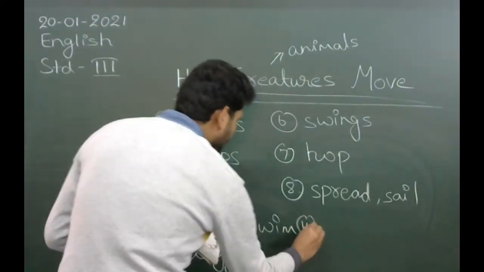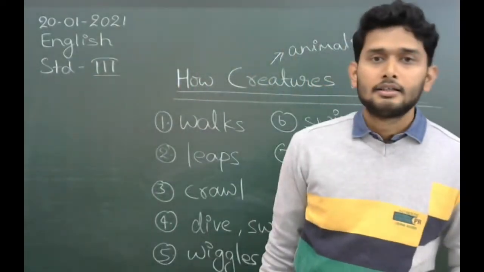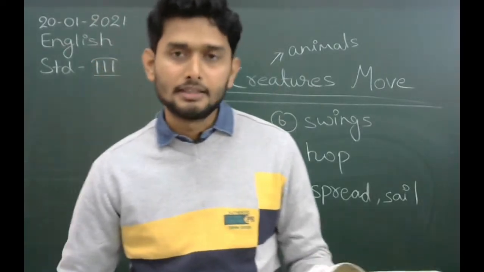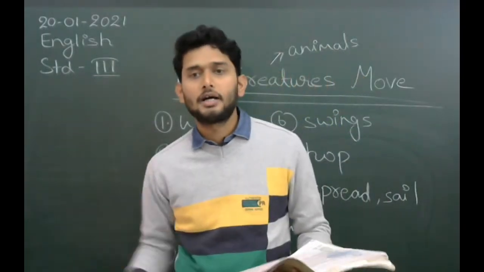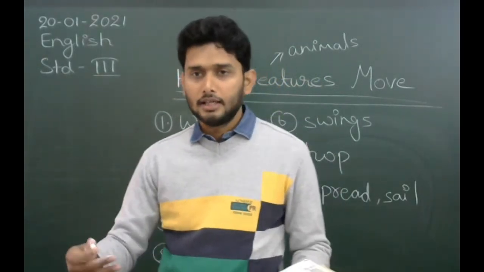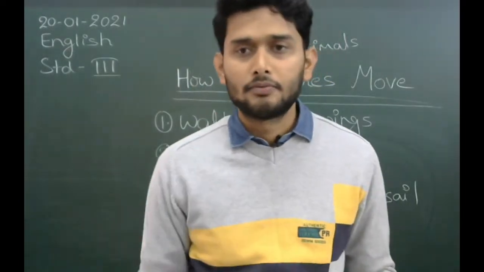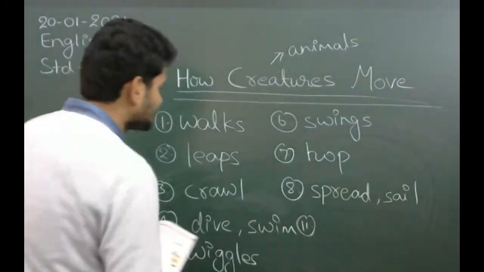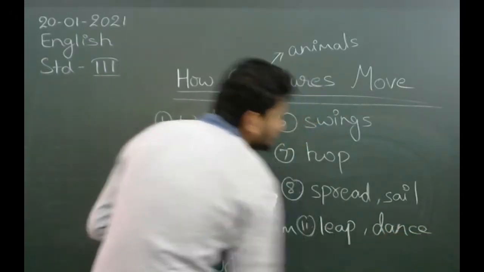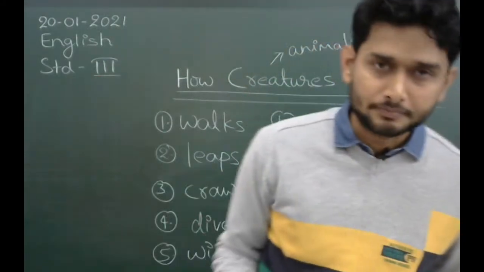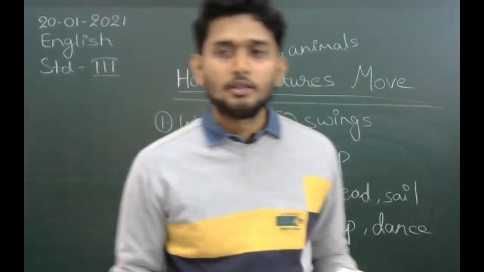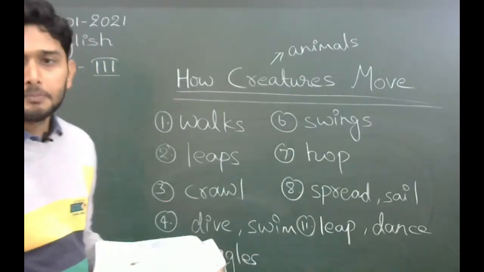Now we talk about the 11th number, that is they leap and dance. Leap means what? To jump high. And when you jump high, it means that you are using your legs, and then you can easily see movement in that word. Okay, very good. So leap and dance. When you dance, you use different parts of your body, and you can easily see body movements. So that's why dance is also an action word. Very good. So dance and leap, both are action words.